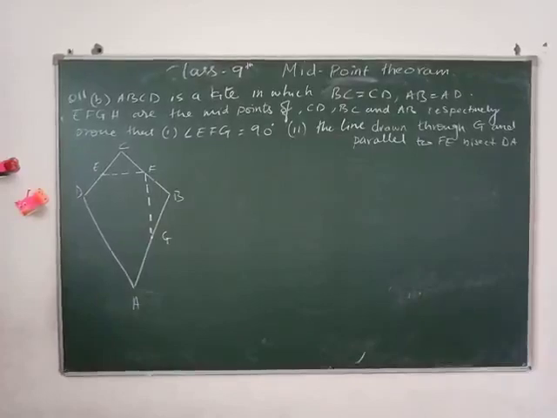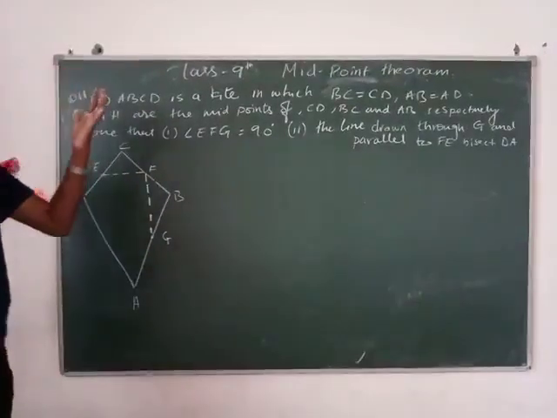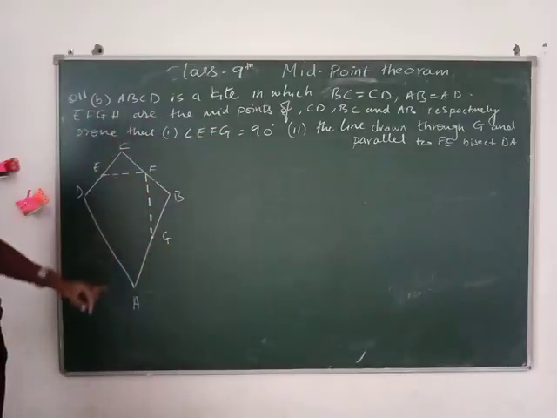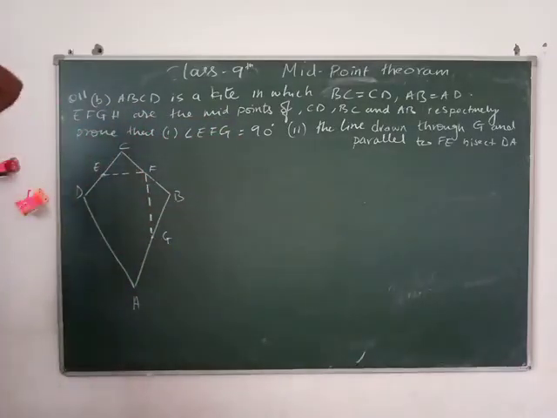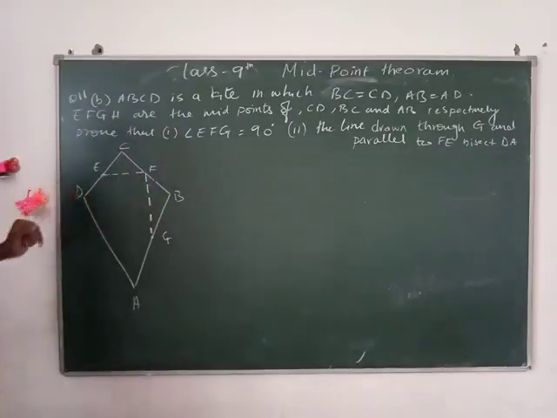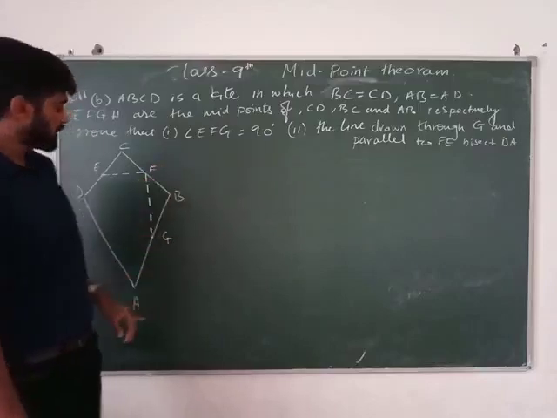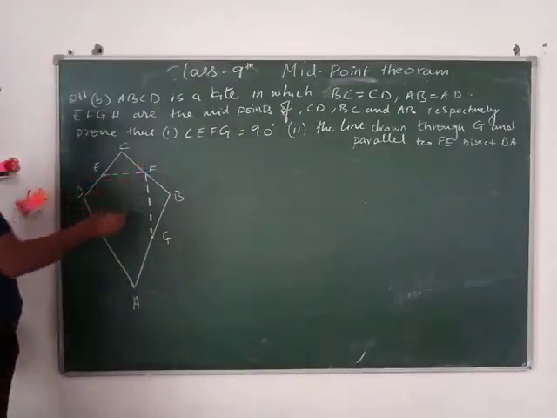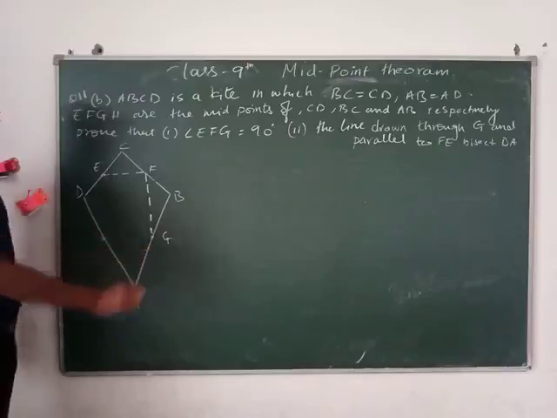Okay, let's have a look at question number 11 now. 11B part goes something like this. ABCD is a kite in which BC equals CD. You can see the shape, it's a kite, and BC equals CD. AB equals AD. It means this side is equal to this side and this side is equal to this side, right?